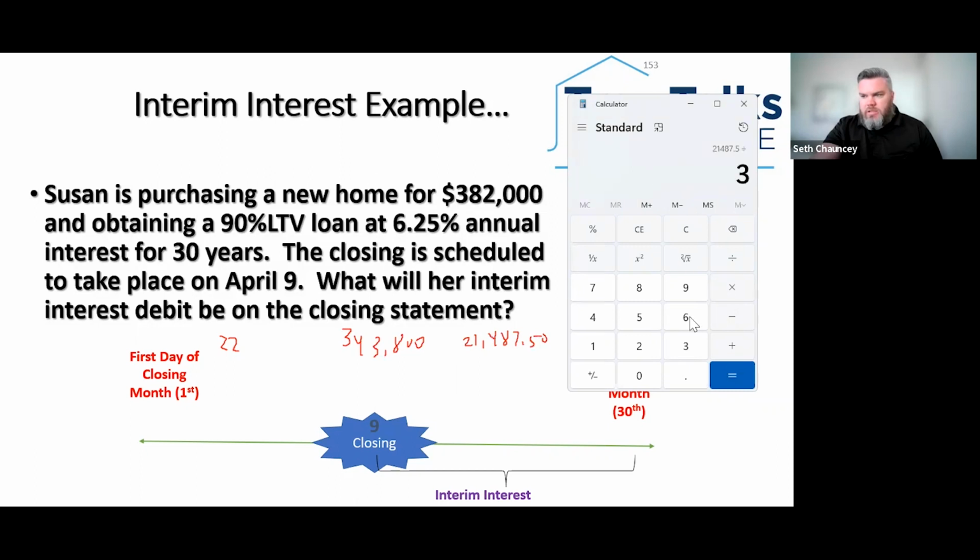Divided by 360, which gives us our daily interest, also called per diem, right? Amount per day, 59.69 times your 22 days, 1,113 and 18 cents, 13 cents, depending on how you rounded. And this would be buyer debit, because this is interim interest for buyer. Buyer debit. You've got to pay it to the bank at closing.